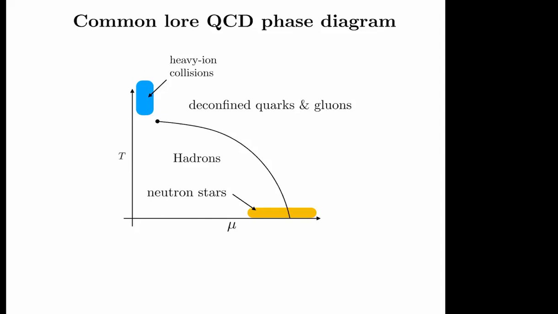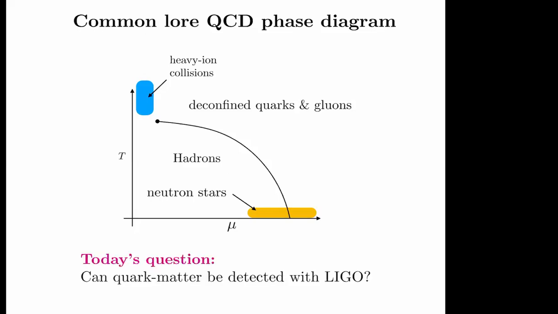So the question I want to address today is simply, can quark matter be detected with LIGO? If we observe a bunch of neutron star mergers, is it feasible to detect quark matter with LIGO? And because I'm asking this question about feasibility, I'm going to be focusing on perhaps the most optimistic of scenarios to detect quark matter.